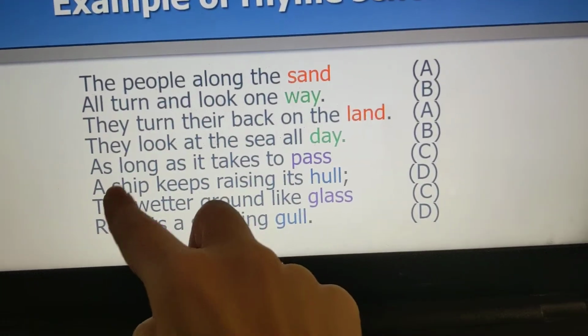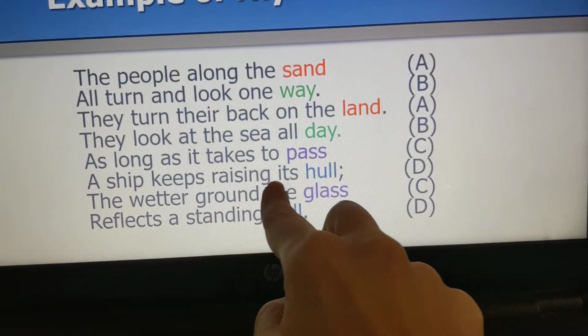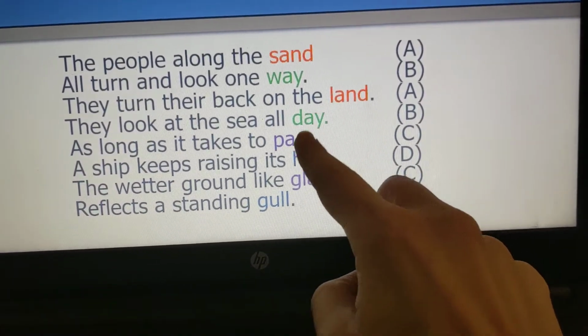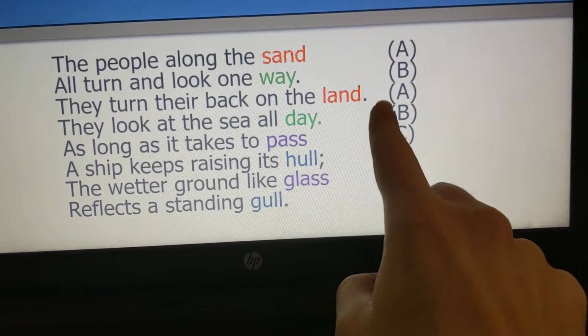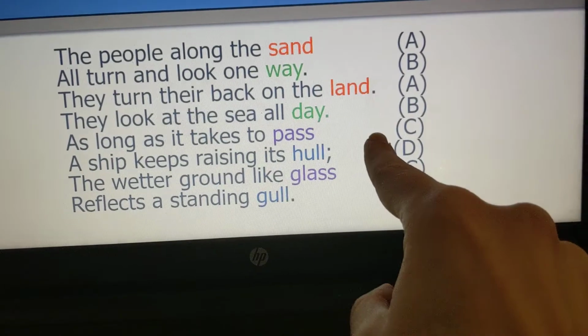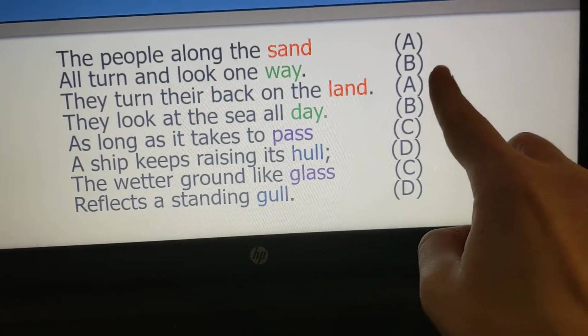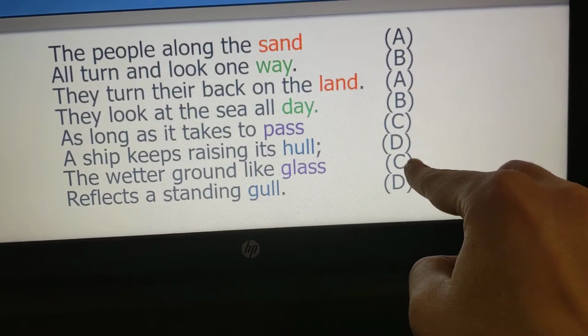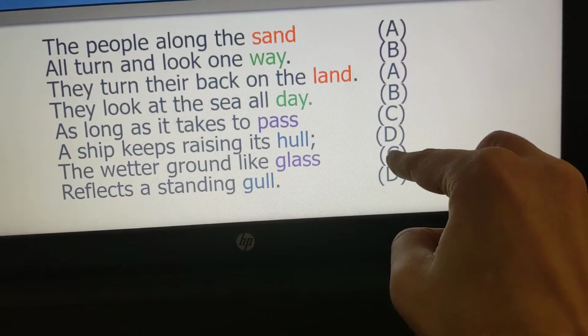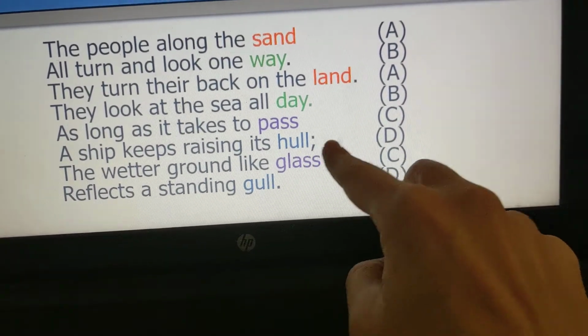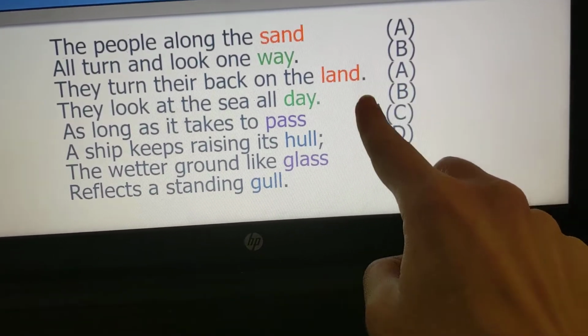So let's keep going. A ship keeps raising its hull. Does hull rhyme with pass or day or land? No. So that gets a D. Notice how we're going down in the alphabet. We started with A, we're going down to D. Remember, each line of poetry gets a new letter if it doesn't rhyme with any of these.